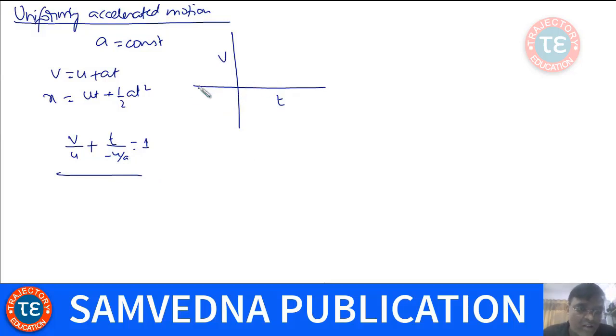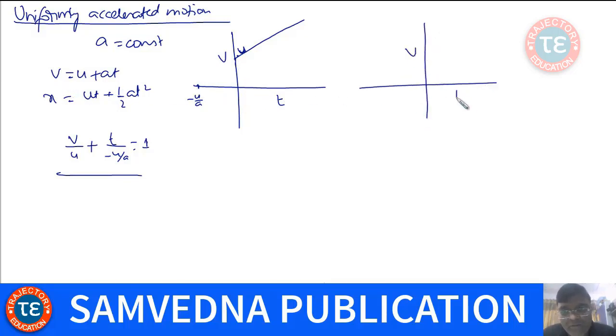Can I write it like this? So minus U by A is this and U is this. So you have to draw the graph like this, but then your time cannot be negative. Then you have to delete this part. That's going to be our velocity versus time graph. And if initial velocity is 0, your graph would be like this, right?